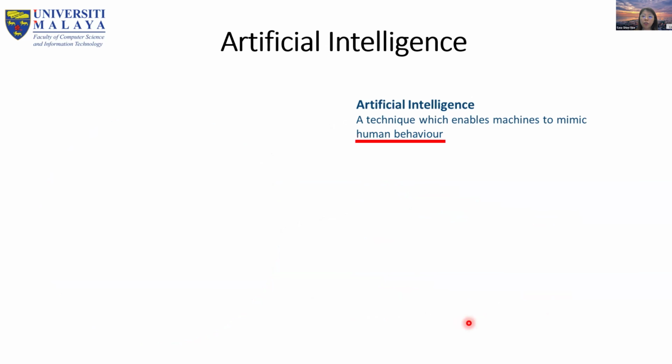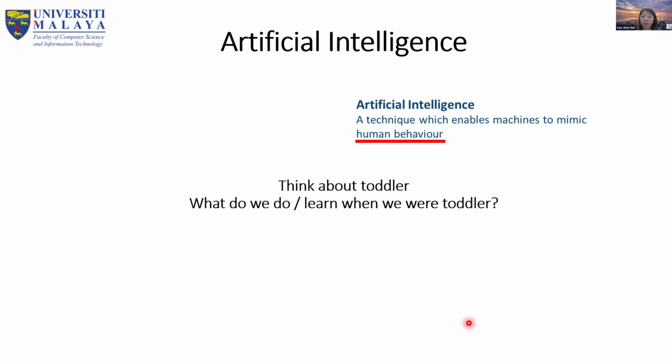So artificial intelligence, the whole idea for AI is it tries to mimic human behavior, right? So let's rewind back to the time when we were a baby or a toddler. Think about what we learned then. When you have a kid, the first few things we teach the kids are really about how to speak, how to recognize an object.